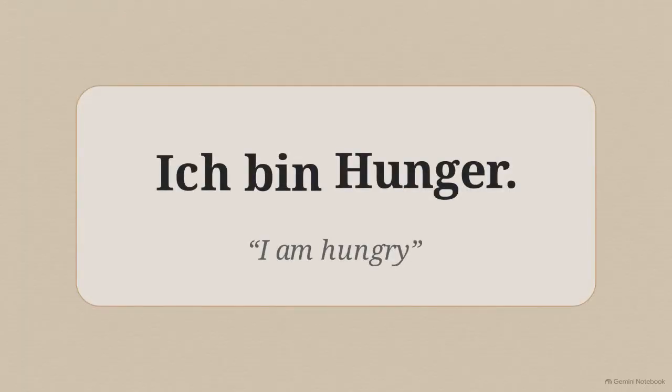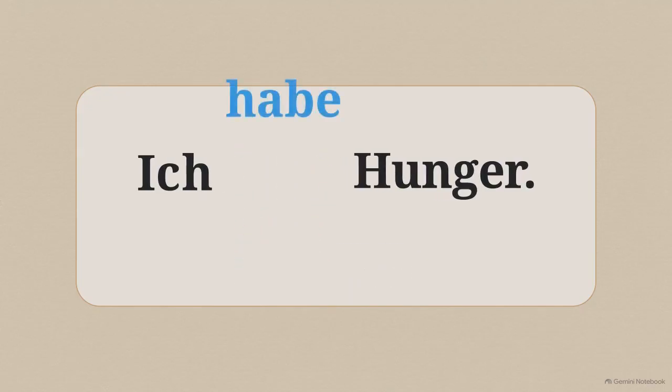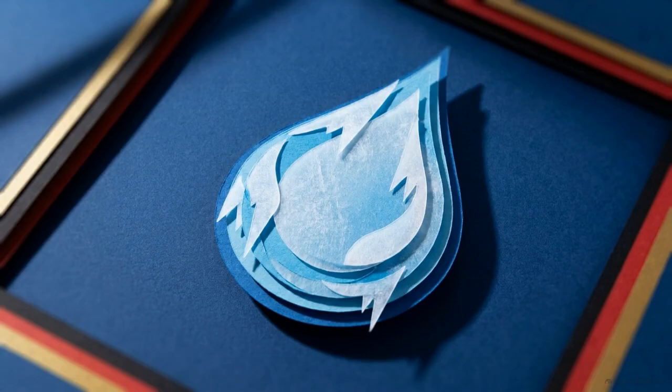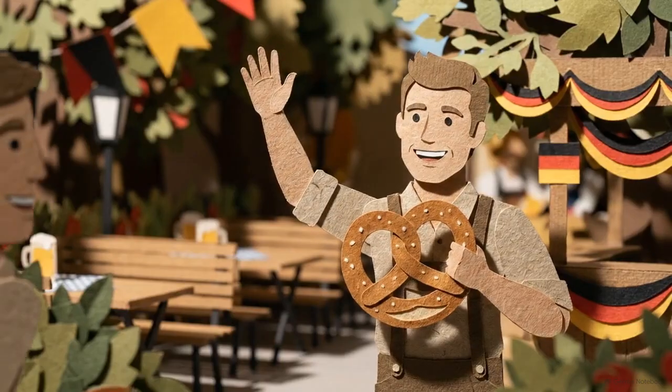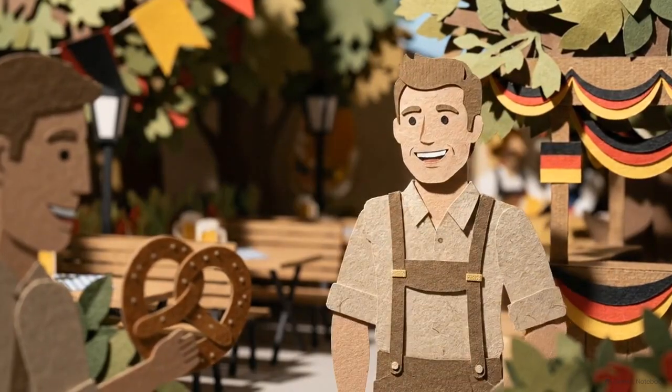In English, we use the verb to be to say, I am hungry. But in German, you don't use bin. Instead, you treat hunger as something you possess. You say, Ich habe Hunger, which literally means, I have hunger. This rule also applies to thirst. You don't say you are thirsty, you say, Ich habe Durst, I have thirst. Learning to use haben for these physical states is a small but important step toward thinking like a native speaker.